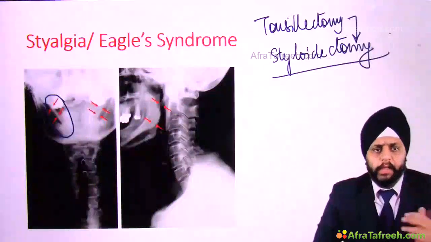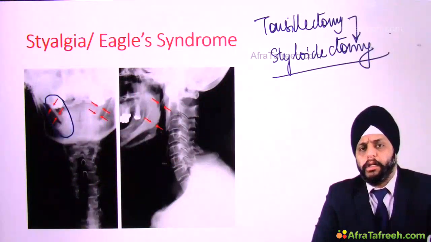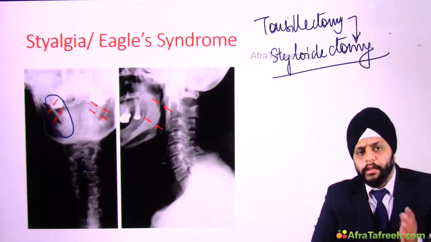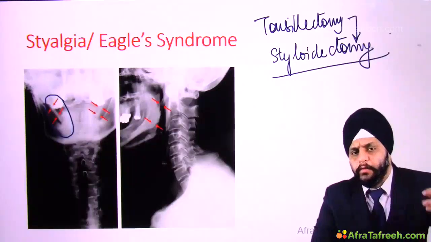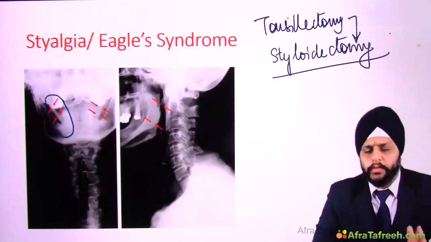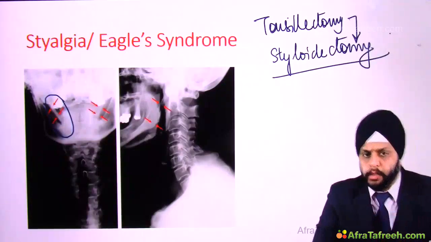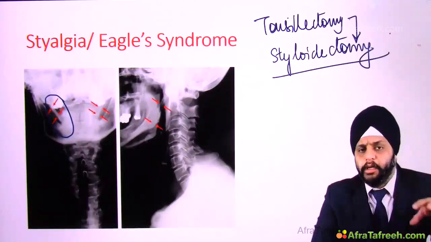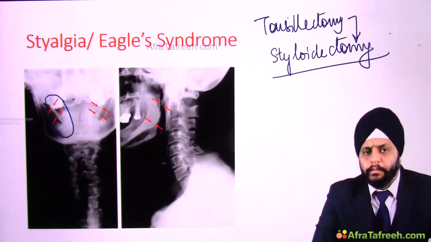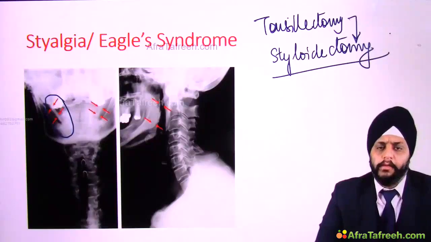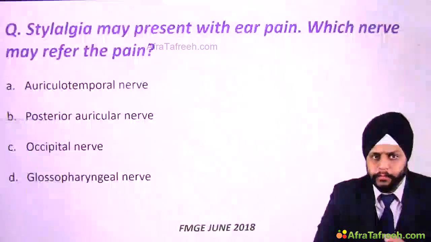All right, so the treatment for styalgia or Eagle syndrome is styloidectomy, and that is done along with tonsillectomy. We first do tonsillectomy, then we go lateral and do styloidectomy. There is another way, you can go through the anterior tonsillar pillar also. So I have not considered styloidectomy as an absolute indication for tonsillectomy, but yes, most of the times it is done when surgeons do styloidectomy.